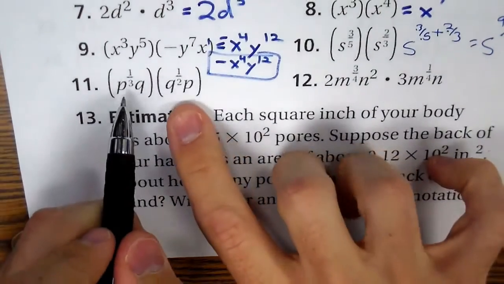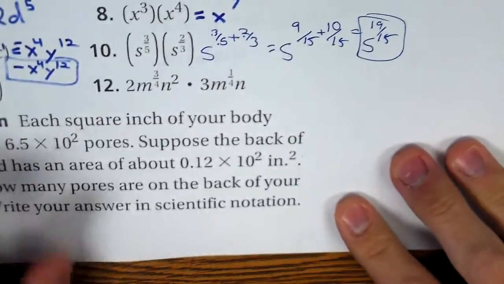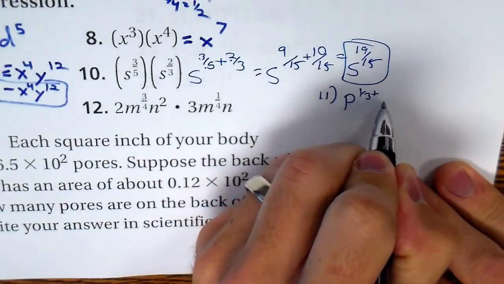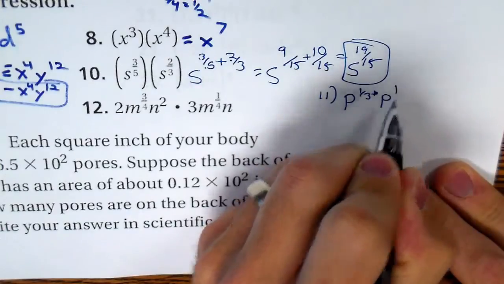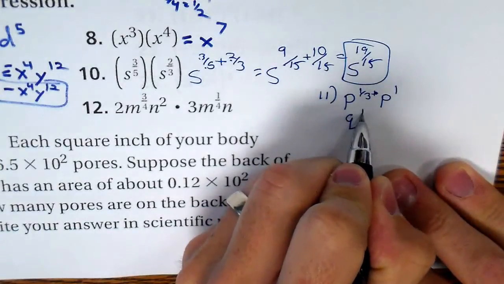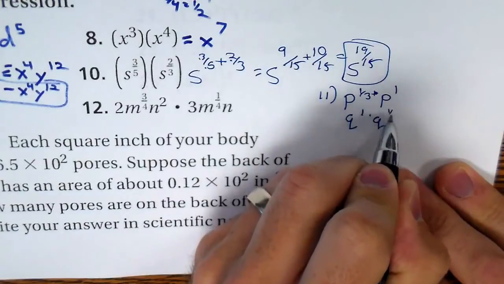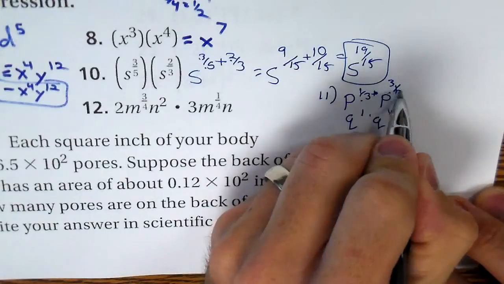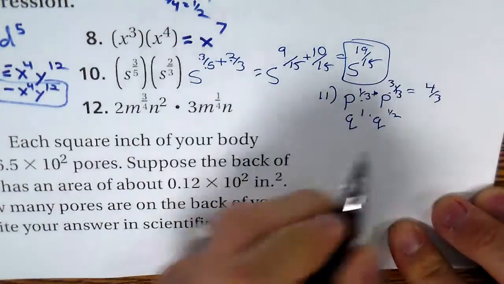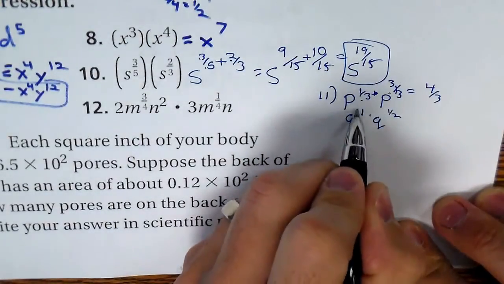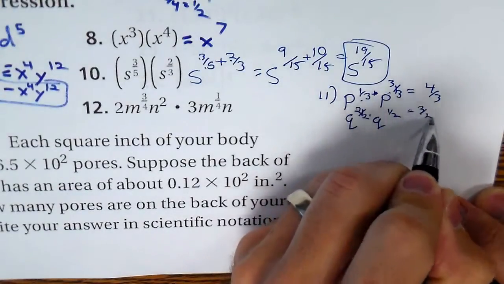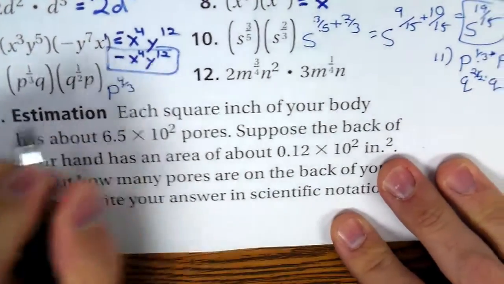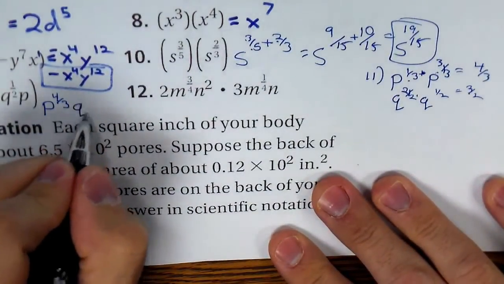For number 11, let's go over here. We have p to the 1/3 times p to the 1st, and q to the 1st times q to the 1/2. Well, if I'm looking at 1 plus 1/3, I can just make this 3/3, and I have 4/3. And then q to the 1st would just be 2/2, so that gives me 3/2. So my answer is p to the 4/3, q to the 3/2.